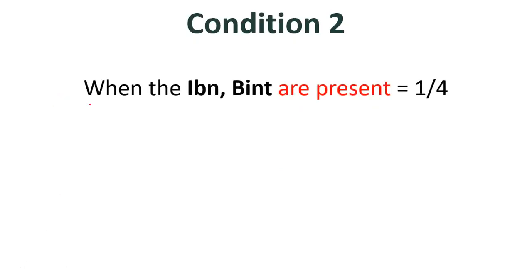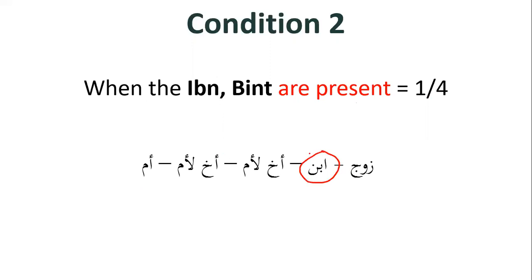Condition number 2 reads, when the Ibn or Bint are present, so if any one of them are present, then the Zawj will receive 1/4 of the inheritance. So in this question here, we can see that the Ibn, the son, is present, and hence the Zawj will receive 1/4 of the inheritance. And we've also gone over the Akh li Ummin, and we know that in this question he will be mahjub.